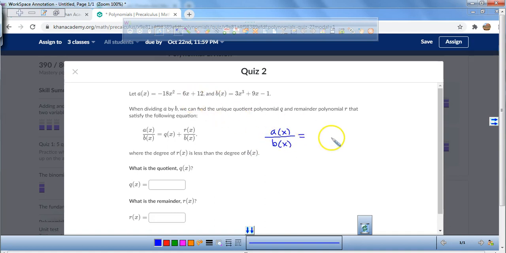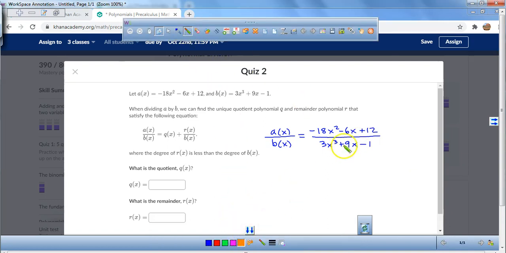Now, if you look at a of x, it says negative 18x squared minus 6x plus 12. And it's being divided by the trinomial 3x cubed plus 9x minus 1. So we have some issues here. Yes, I know the issue is we're dividing polynomials, but look, that has a 2, that's raised to the power of 2. This is raised to the power of 3. So technically, this trinomial cannot go into this trinomial.